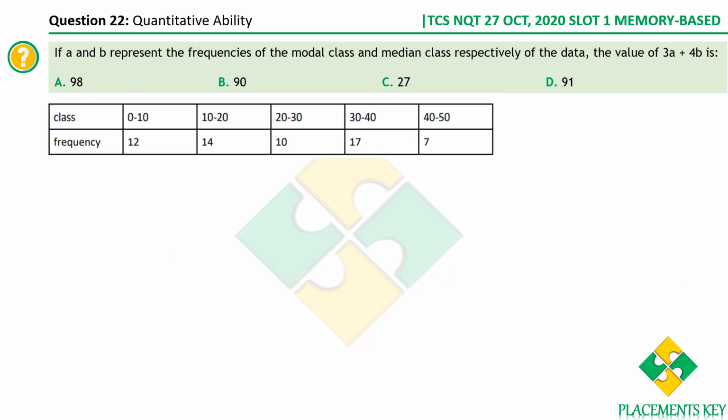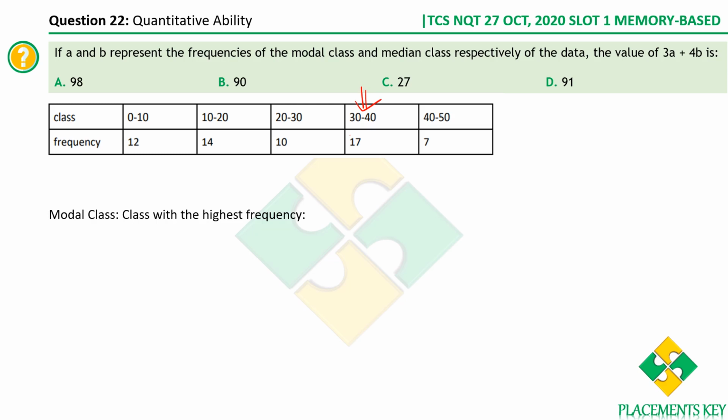Okay, if A and B represent the frequencies of the modal class and the median class respectively, what is the value of 3A plus 4B? So first, what is the modal class? Class with the highest frequency. So among this, what is the class with the highest frequency? This class. Yeah, this is the class with the highest frequency. Therefore, this is the modal class.